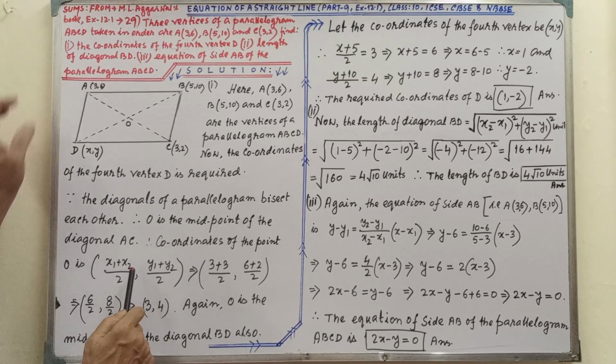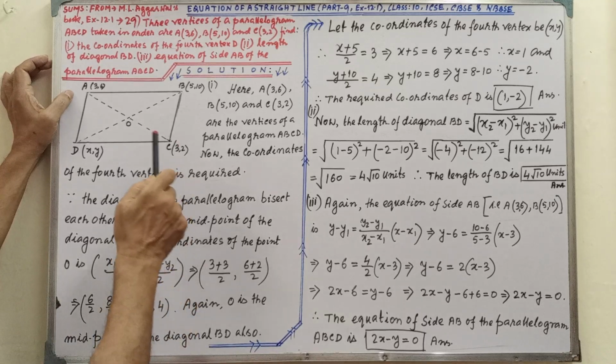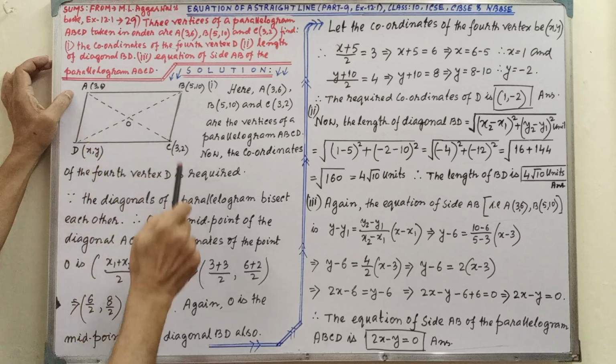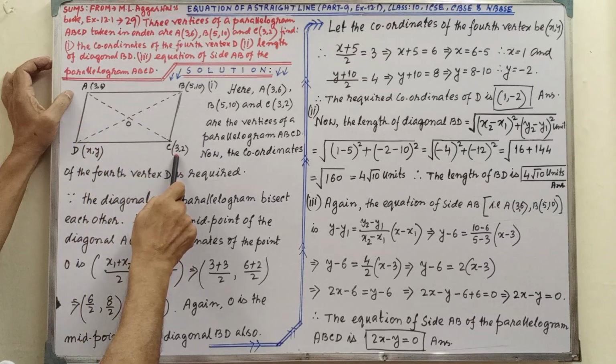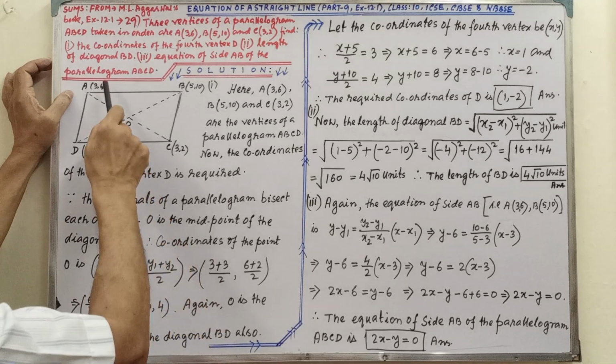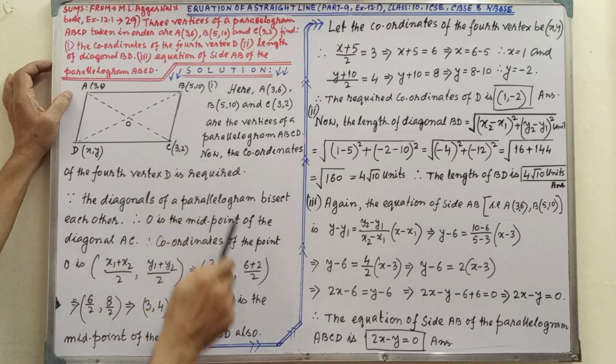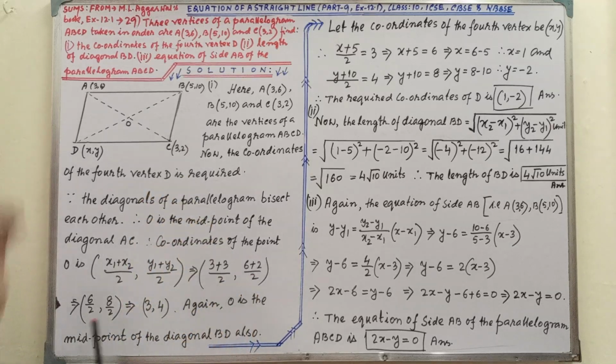Then we have to put the relevant values in this formula. That is x1 is 3, and x2 is 3. That is (3 plus 3) by 2, and (y1 plus y2), that is (6 plus 2) by 2. By simplifying, we are getting 6 by 2 and 8 by 2, and finally we are getting (3, 4).